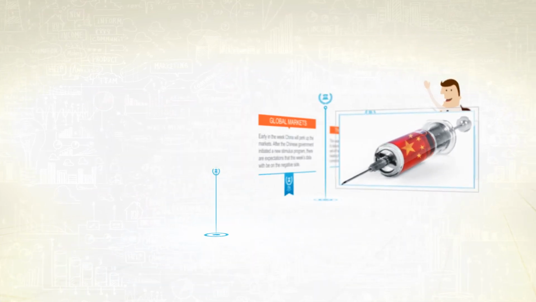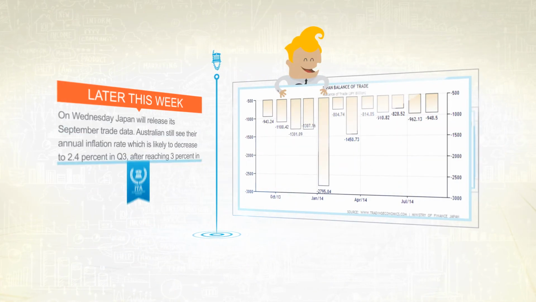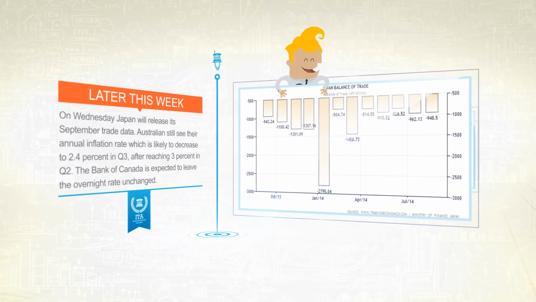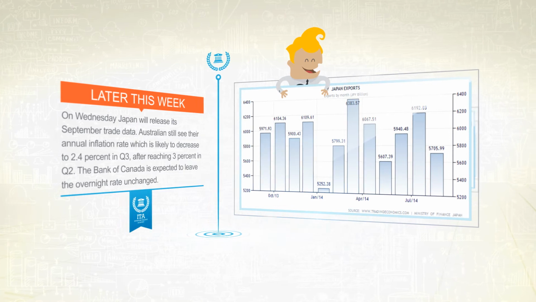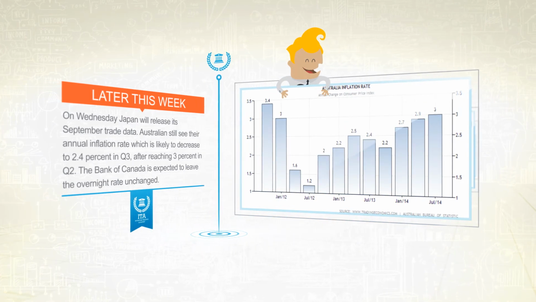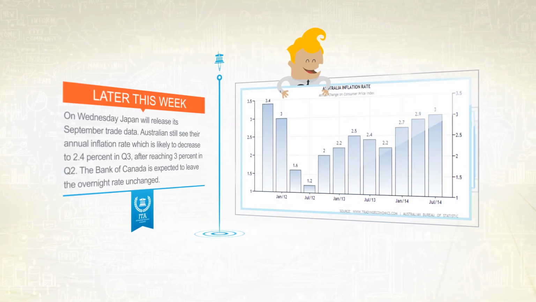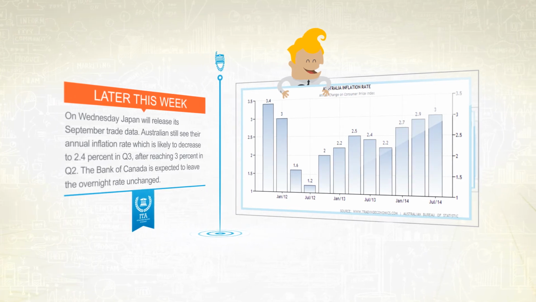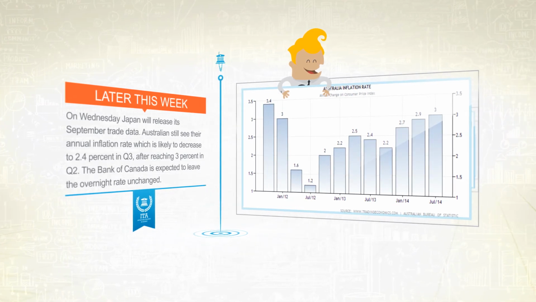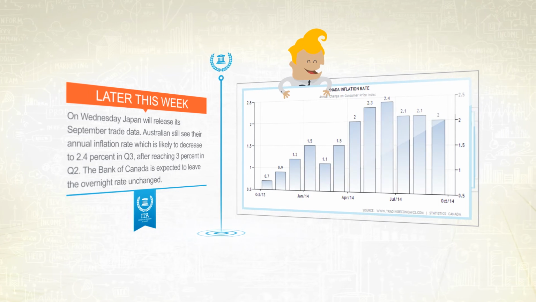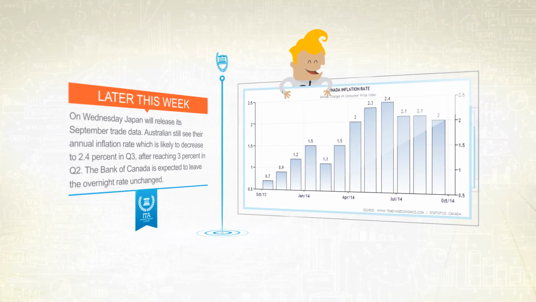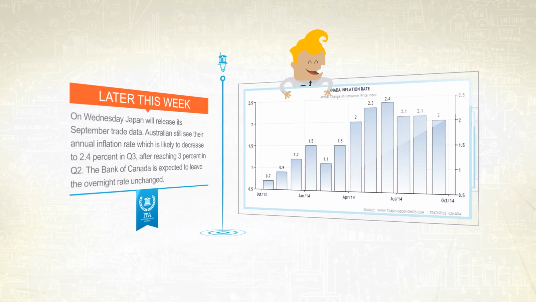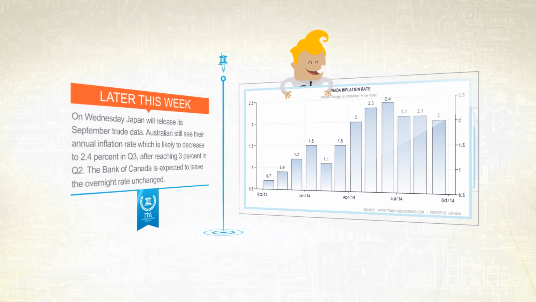On Wednesday, Japan will release its September trade data, which is likely to show a rebound in overseas shipments as goods exports were very weak in August. Australia will also see its annual inflation rate, which is likely to decrease to 2.4% in quarter 3 after reaching 3% in quarter 2. The Bank of Canada is expected to leave the overnight rate unchanged at 1%, as inflation settled exactly at the target of 2% in September.